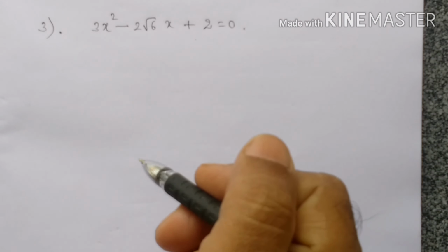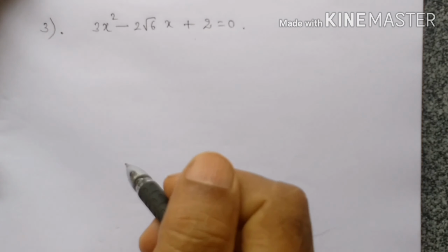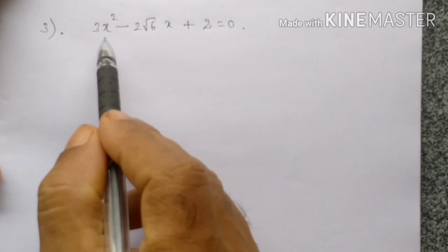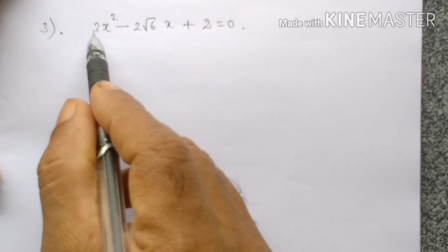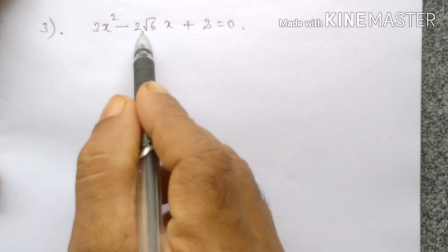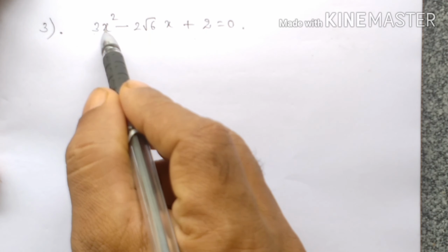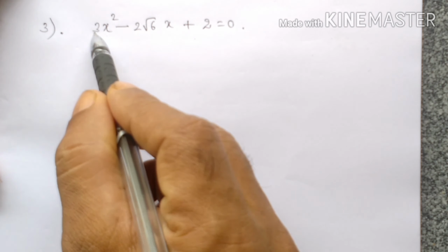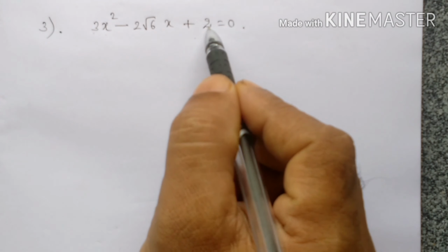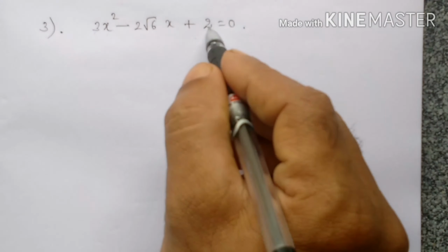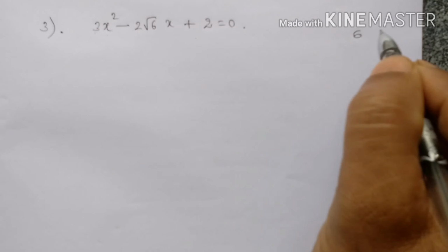Dear students, now I am going to consider one more quadratic equation to find the roots of that. The given equation is 3x square minus 2 root 6 x plus 2. Already we know that the coefficient of the square term should be multiplied with the constant term. So then we are going to get 6.